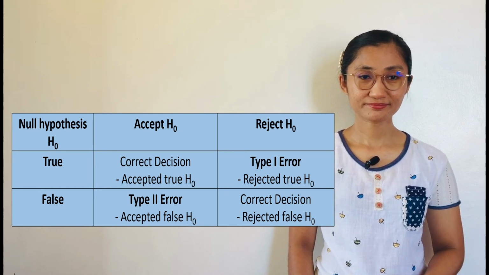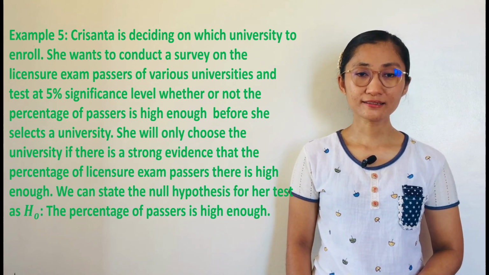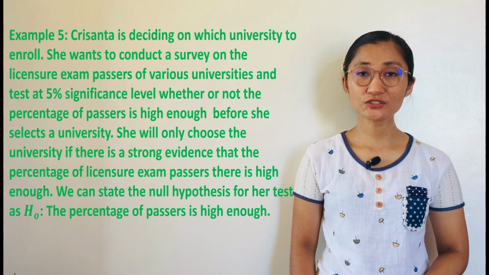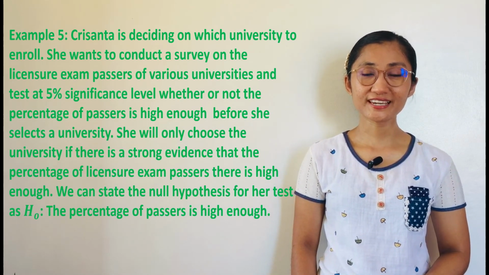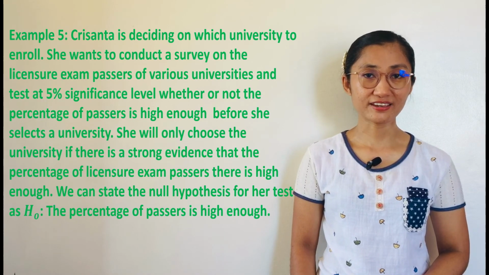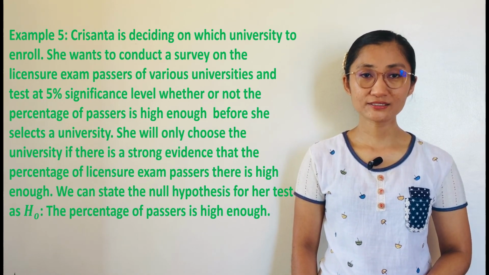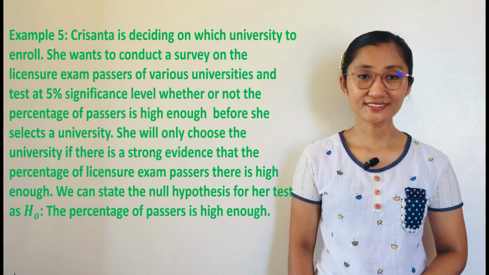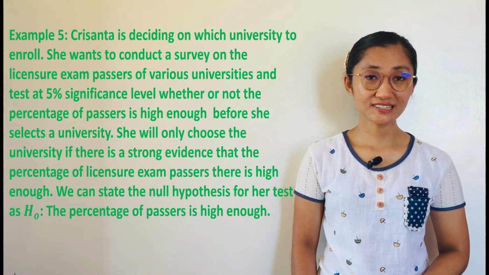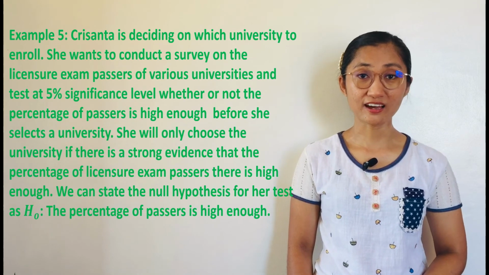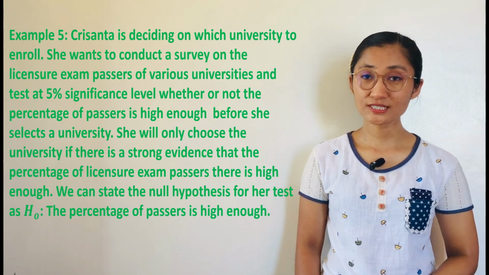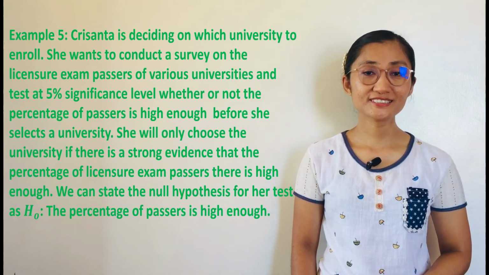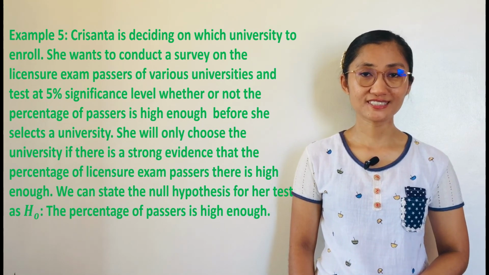Let us have an example. Example 5. Crisanta is deciding on which university to enroll. She wants to conduct a survey on the licensure exam passers of various universities and test at 5% significance level whether or not the percentage of passers is high enough before she selects a university. She will only choose the university if there is strong evidence that the percentage of licensure exam passers there is high enough. We can state the null hypothesis for her test as H sub 0, the percentage of passers is high enough. That's the null hypothesis.